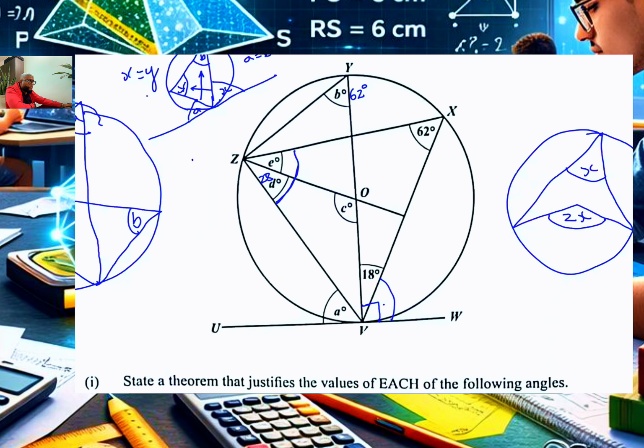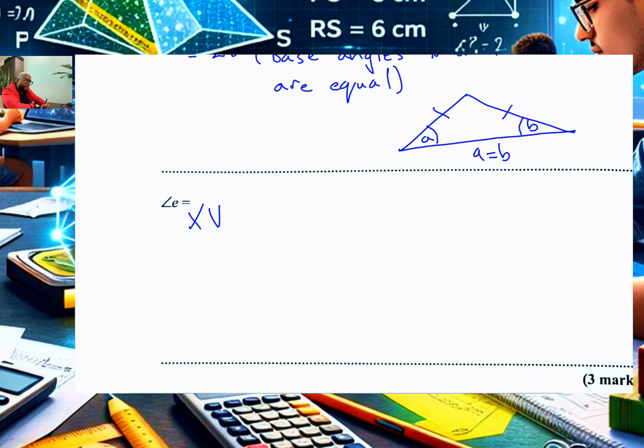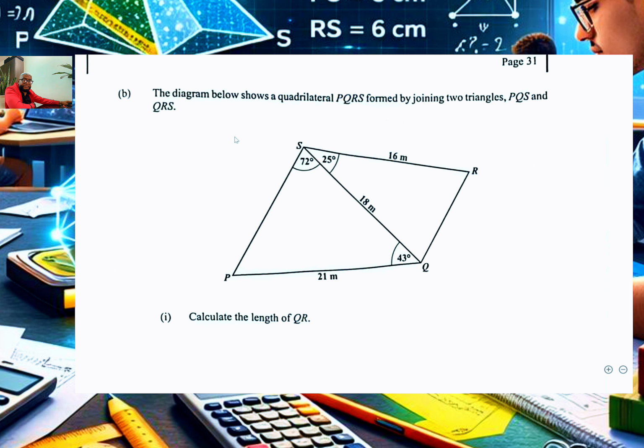So the first thing I'm going to find would be XVW, which is equal to 90 minus 18. What did you all get here? 72 degrees, right? And therefore, E would be equal to 72 minus 28. I was trying to remember the 28. And we're getting 44 degrees as my final answer.